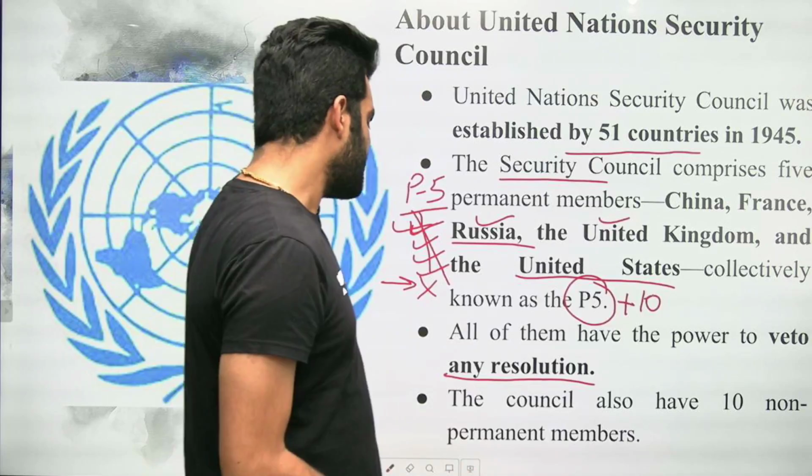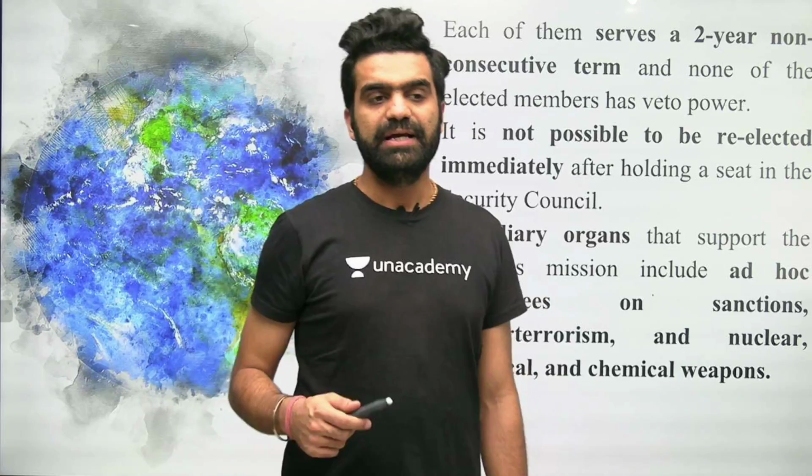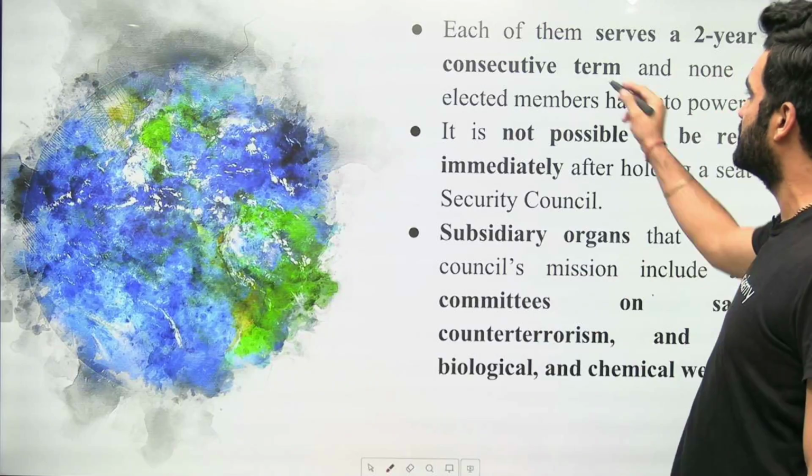The council also has 10 non-permanent members. So, we'll study how these 10 non-permanent members keep on changing, how they change, and how the election happens. We are going to discuss that also. Each of them serves a two-year non-consecutive term.